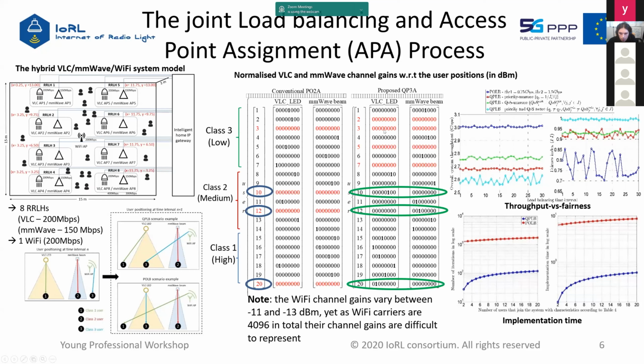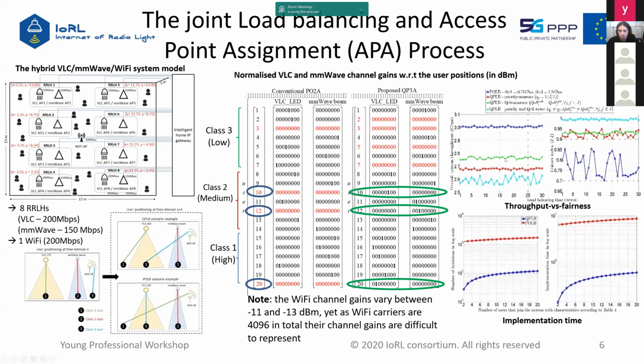However, with our approach, by taking exactly the same coordinates, positioning of the users and quality of service requirements, all class 1 and class 2 users, the highly demanded users, are assigned to the b.VLC and millimeter wave beams, while the class 3 users, which have lower priority, are assigned to the Wi-Fi.